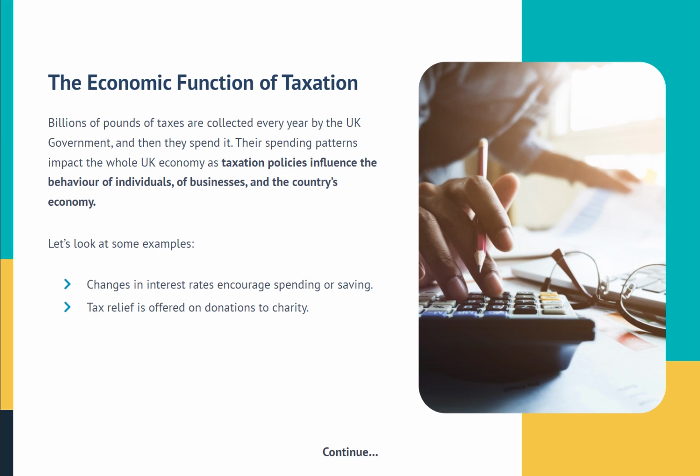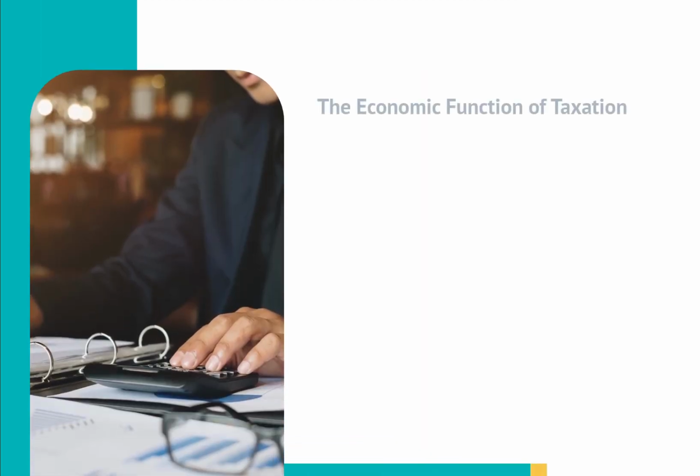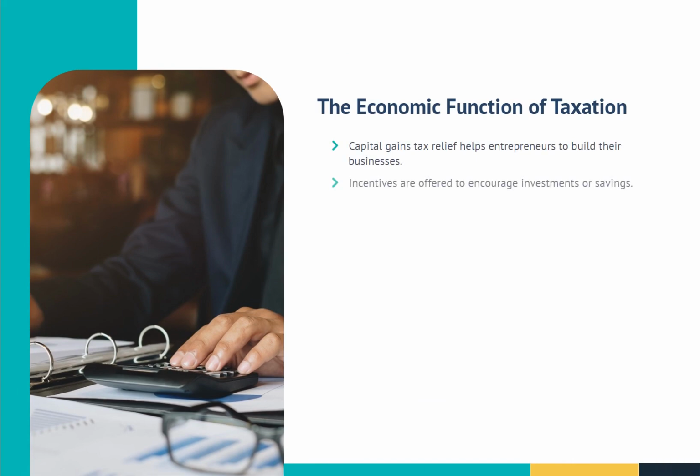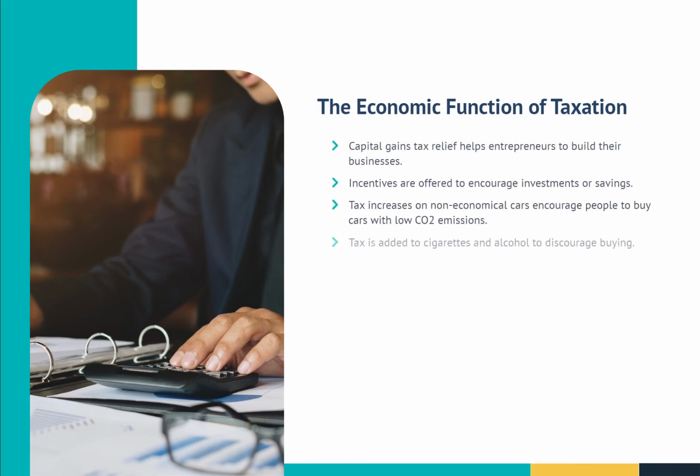Changes in interest rates encourage spending or saving. Tax relief is offered on donations to charity. Capital gains tax relief helps entrepreneurs to build their businesses. Incentives are offered to encourage investments or savings. Tax increases on non-economical cars encourage people to buy cars with low carbon dioxide emissions. Tax is added to cigarettes and alcohol to discourage buying. Businesses can claim allowances for plants and machinery to encourage investment in equipment.